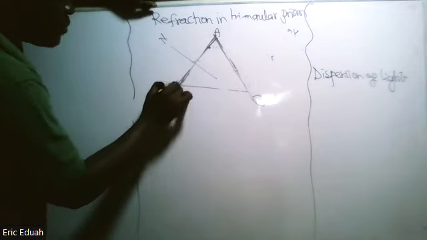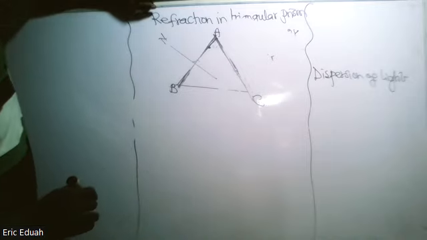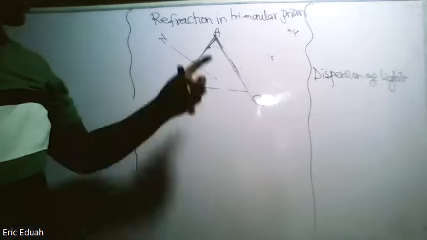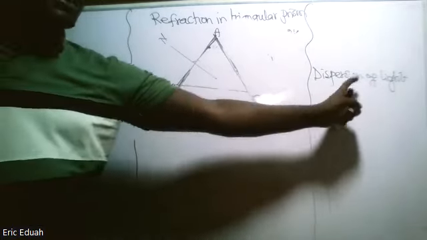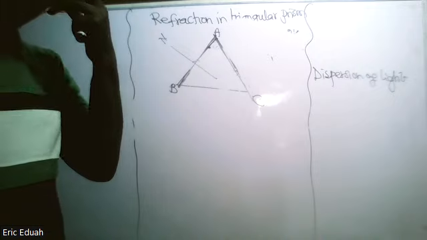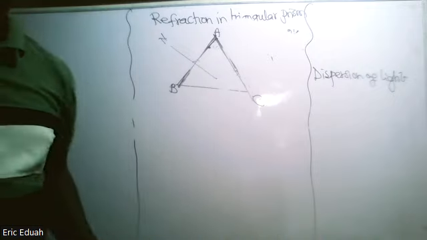Please, you talk about the dispersion of light there. Yes. I'm saying that it is the triangular prism that is used for dispersion of light. And dispersion of light is about separation of white light into its various components. Okay.